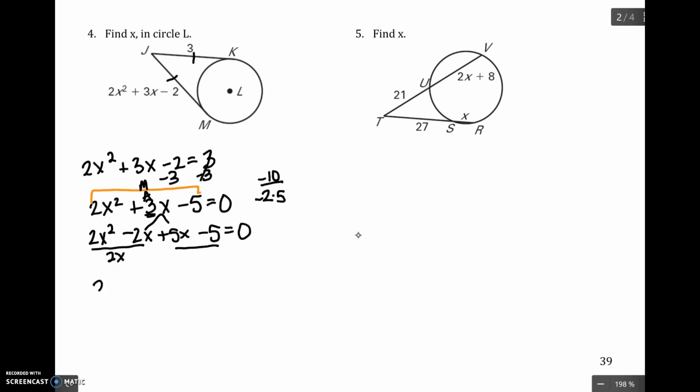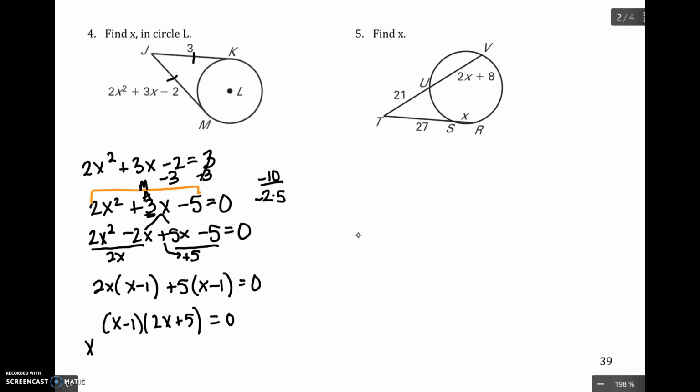So we'll take out a 2x from the first 2 and be left with x minus 1. We'll take out a 5 from the second 2, a positive 5 because we always keep the front term. And when we divide that out, we'll also have x minus 1. And then we'll take the x minus 1 out, leaving us with the second factor of 2x plus 5. And then we're going to solve each piece. So x minus 1 equals 0 gets us a positive 1, and 2x plus 5 equals 0 ends up with a negative 2.5.